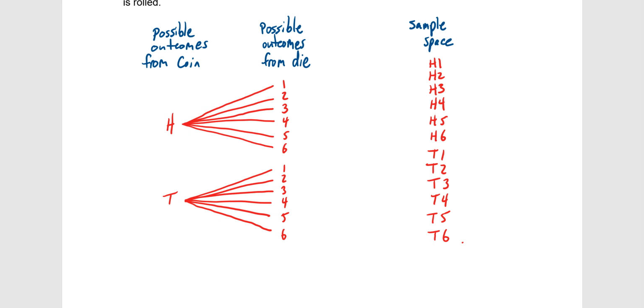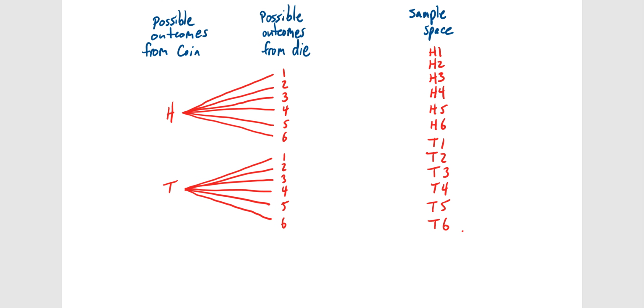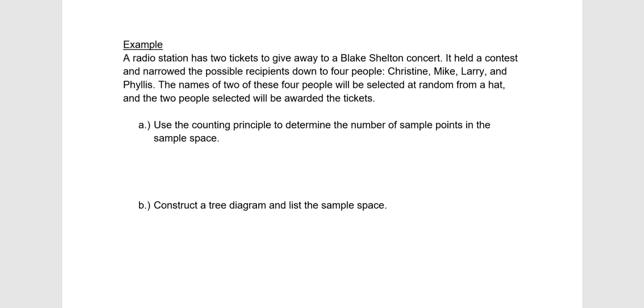Okay, so that is the tree diagram for these experiments, and that is the sample space or all the possible outcomes listed out. Let's do another example.